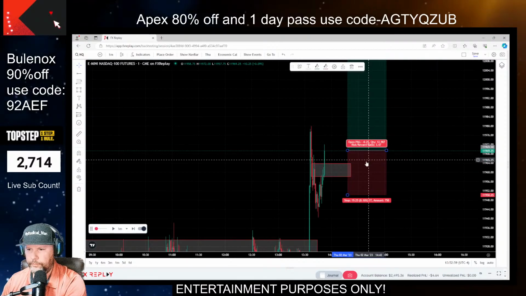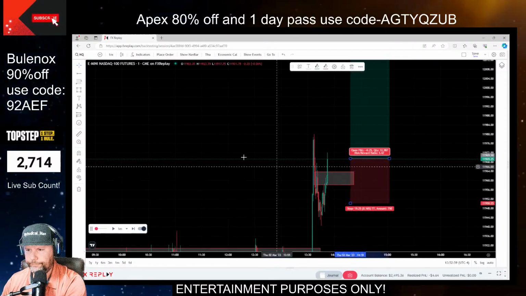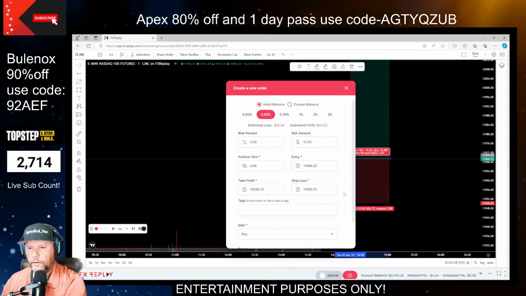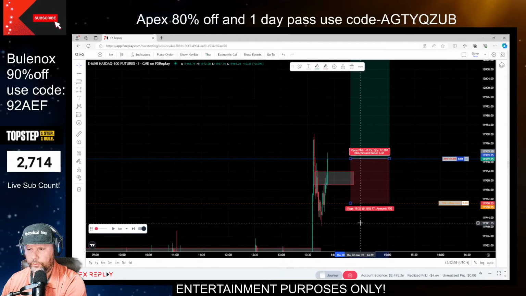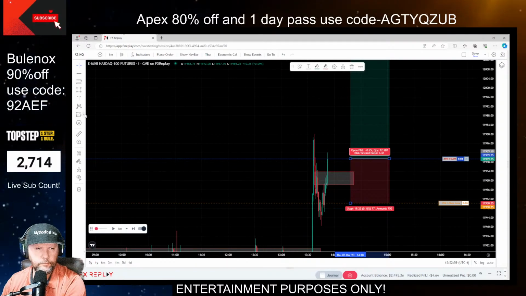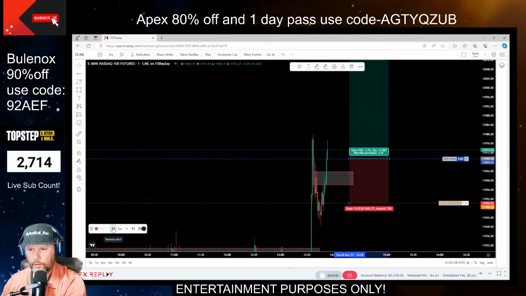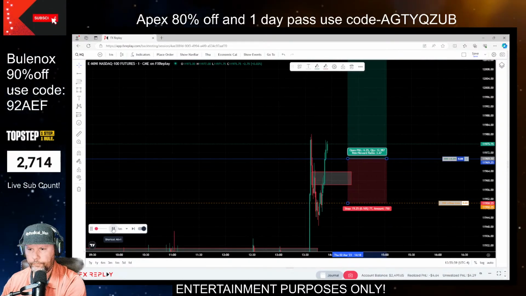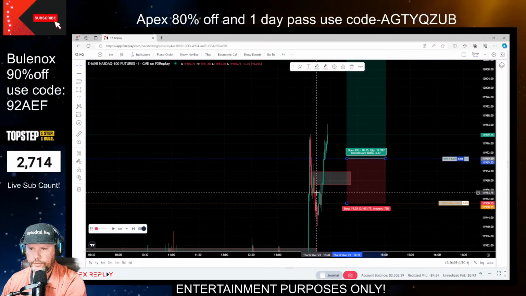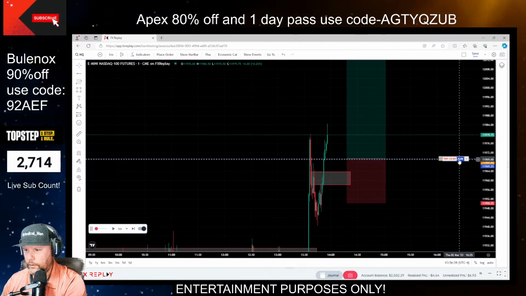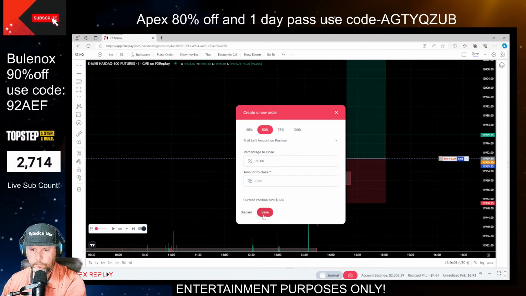The R to R on this will be nice. Long. Boom. Okay, so that's going to be our break-even stop. And we're going to scale 50%. Boom.